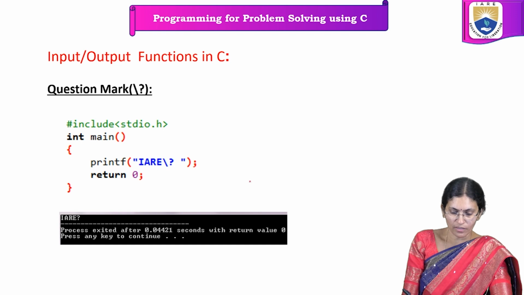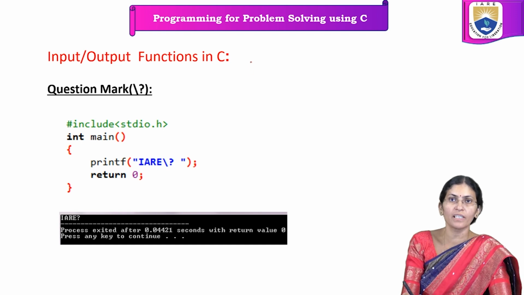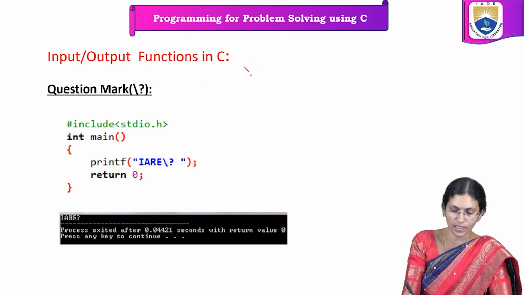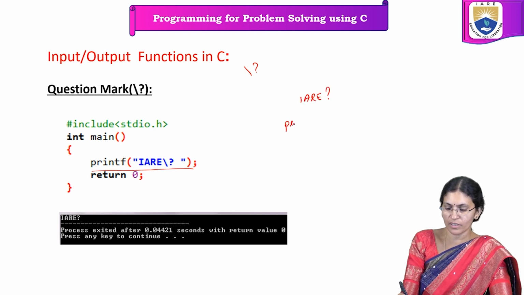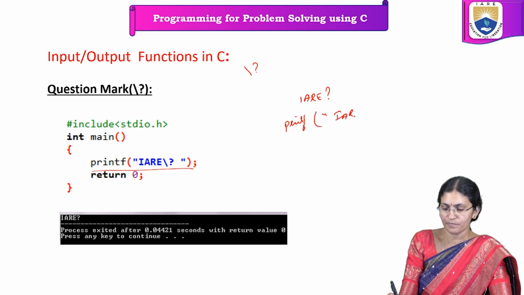Next is question mark. Similarly, question mark can be displayed on the screen by using \ question mark. So in the printf statement, this can be done in order to print IARE question mark. So this can be done by using the printf statement IARE.